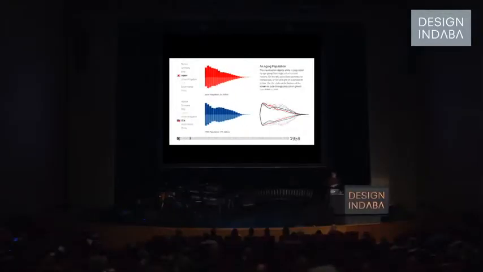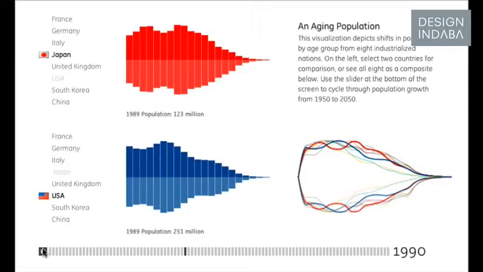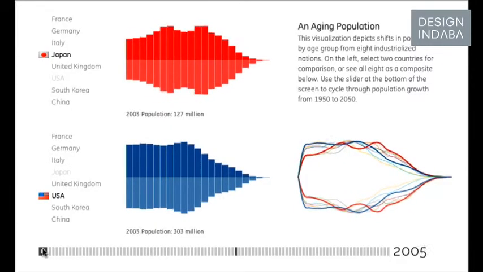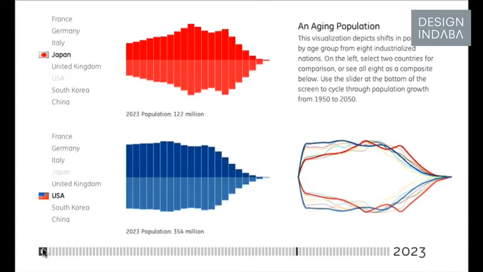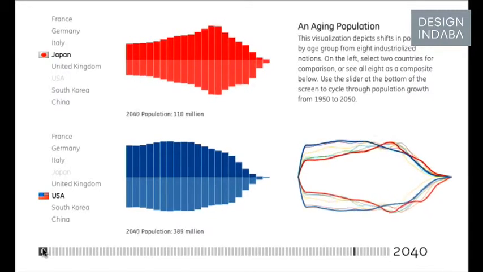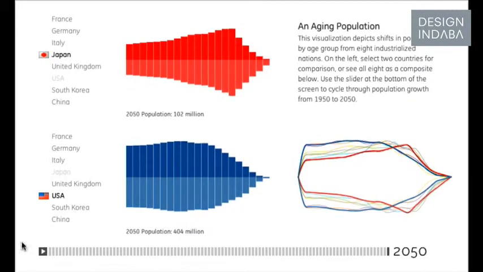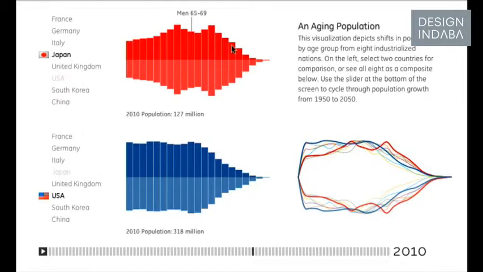For instance, this is based on a set of UN population data, so the population for the last 60 years and then also population prospects for the next 40. And this was done for a client where they were focusing on this aspect of what happens as populations age, and in particular with Japan.